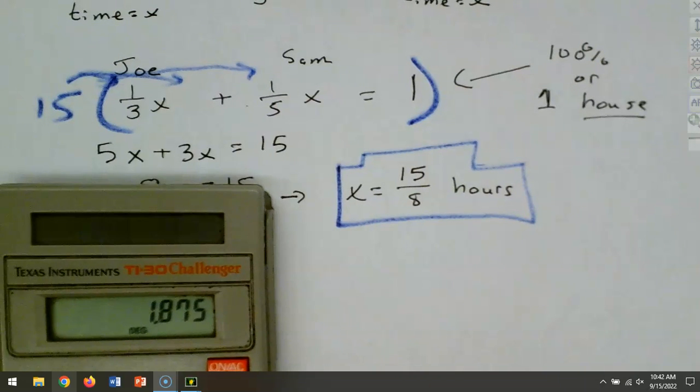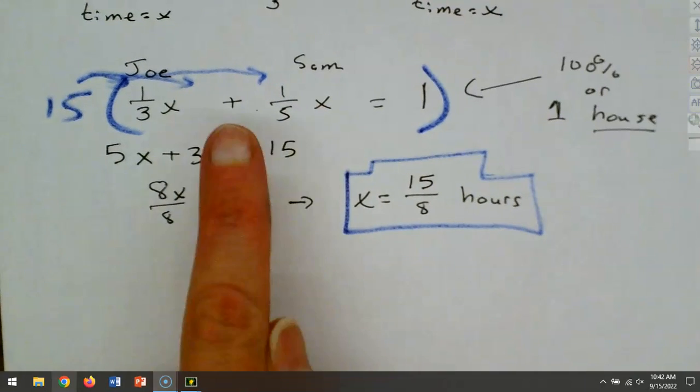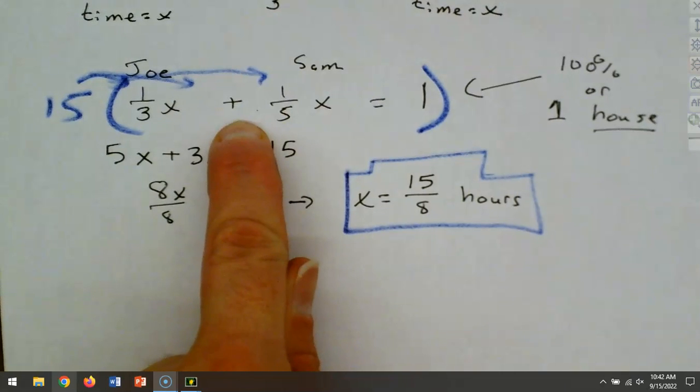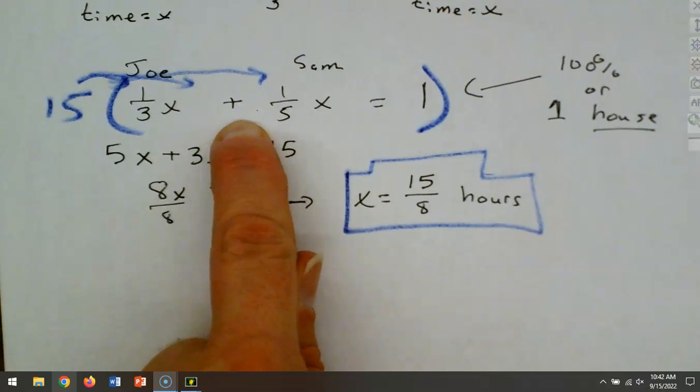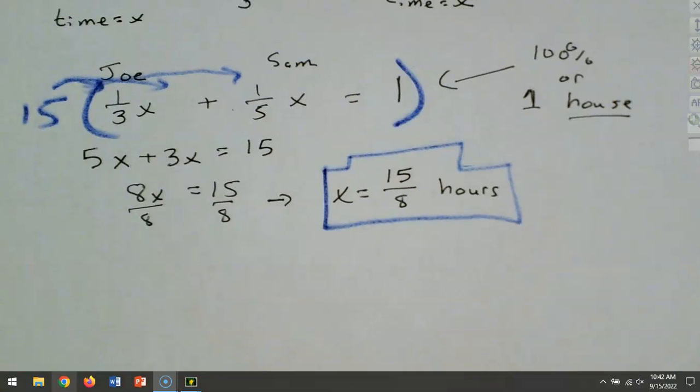Now, why is it plus? Why are we adding these together here? We're adding these together because they're helping each other. If they were not helping each other, if they were hindering each other, it would be a subtraction. So let's work one more question out. And this one's going to be a subtraction question.